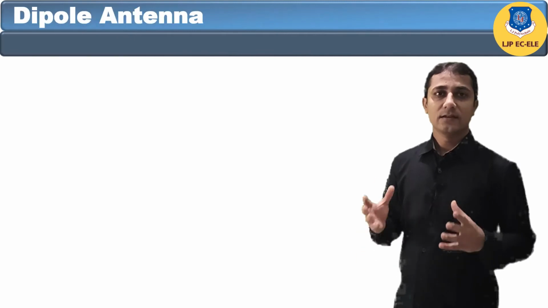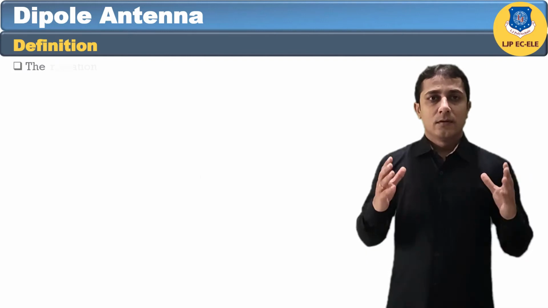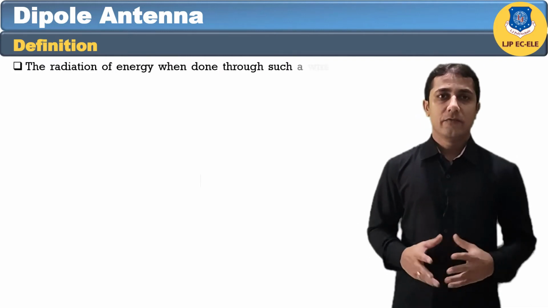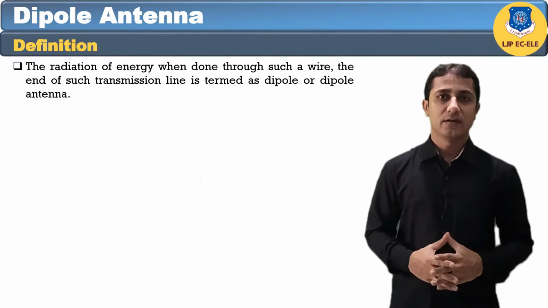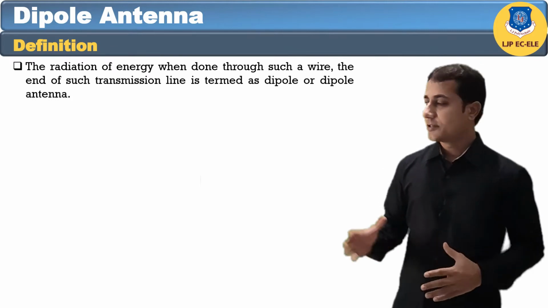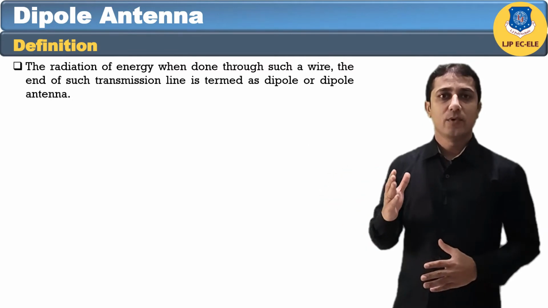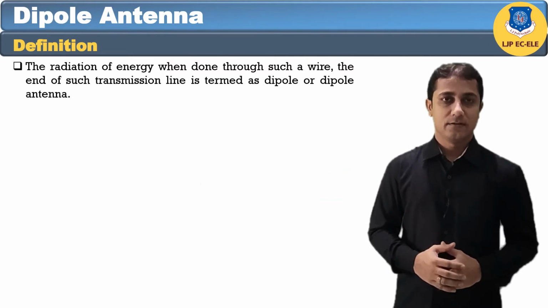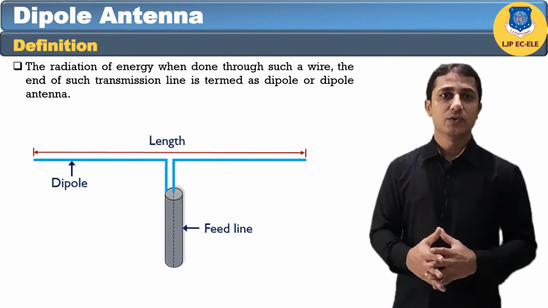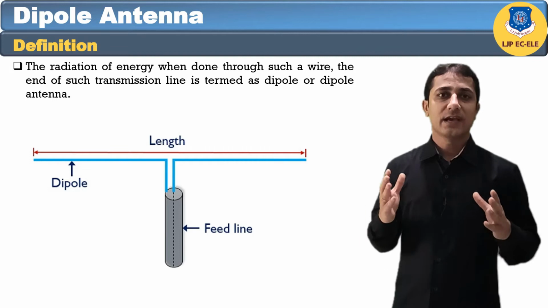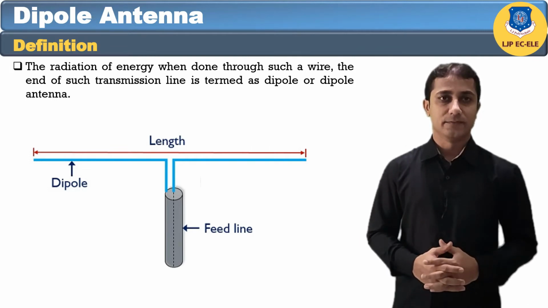So let's see the first antenna, that is the dipole antenna. When radiation energy is produced through a bent wire or a conducting wire, the end of such a transmission line is termed a dipole or dipole antenna. From the name we can say di means two, so the antenna having two poles is known as the dipole antenna.